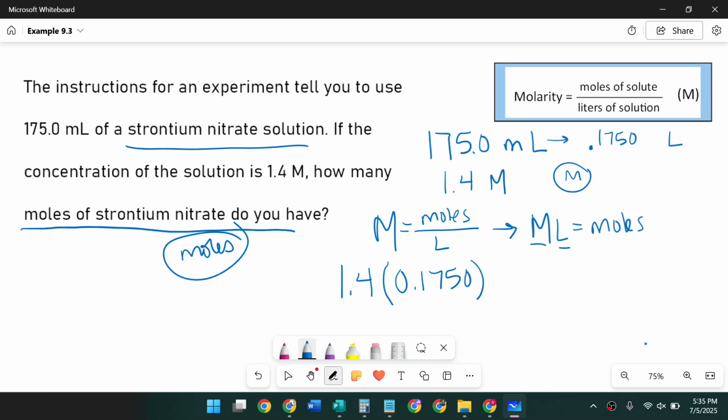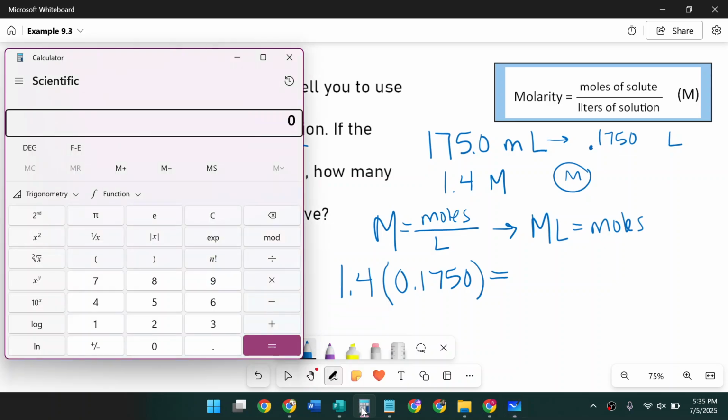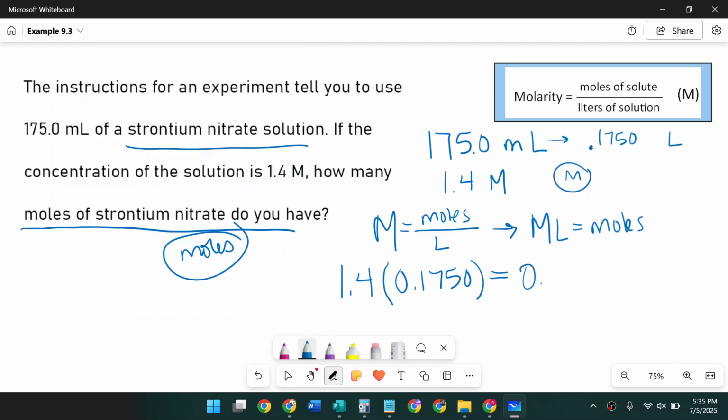So I have my M, I have my L, and what I get out will be the number of moles. And I'll just have to watch my significant figures. So 1.4 times 0.1750. Alright, so I got 0.245, but I can only keep 2 of those numbers, so I have to round it to 0.25. 0.25, and that is how many moles of strontium nitrate I have.